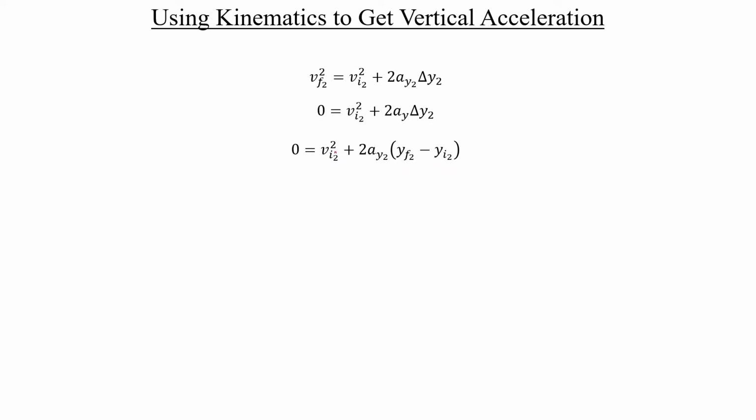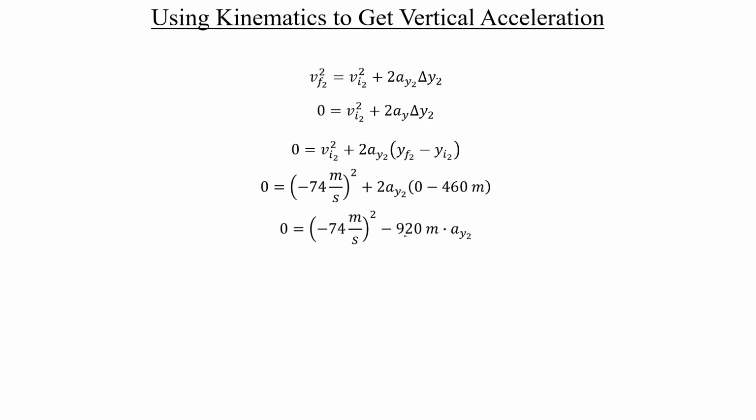Additionally, this variable is talking about the initial velocity in stage 2 squared. Well, the initial velocity in stage 2 is the final velocity of stage 1. So let's plug in some of these values, since we quite clearly know what they are already. And the goal is to algebraically solve for the acceleration in the y direction during stage 2. And that's what I'm going to do. Notice that in this line here, I've multiplied this coefficient of 2 by this negative 460 part here, so that we don't have a difference floating around.